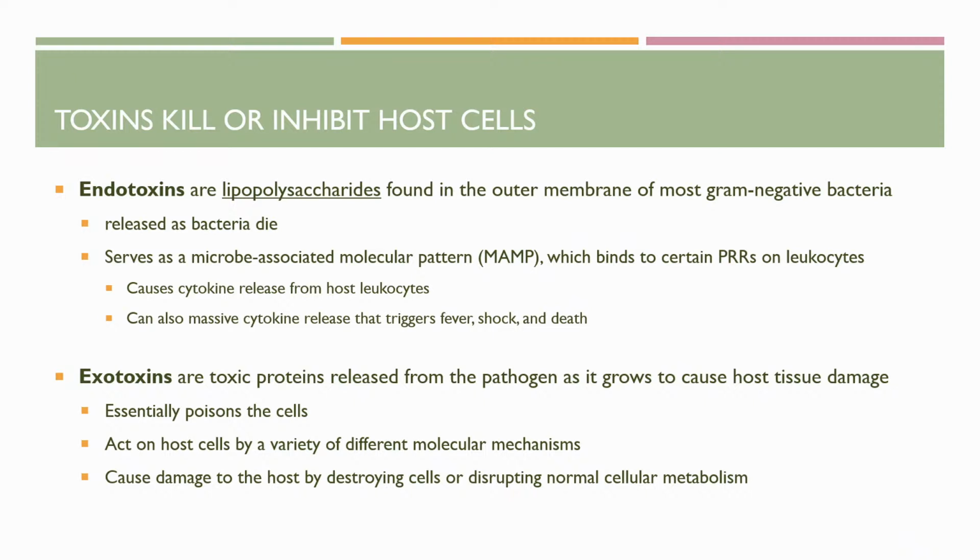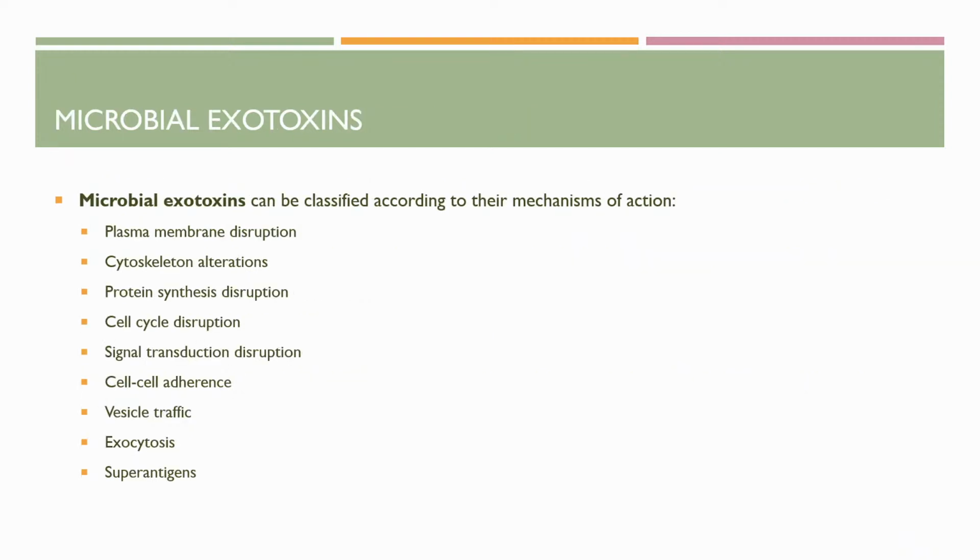So how do these microbial exotoxins do this? What is their mechanism of action? Well, they can interfere with really any part of the host cell. They can disrupt the plasma membrane, the cytoskeleton, protein synthesis, the cell cycle, signal transduction pathways, cell-to-cell adherence, vesicle traffic, exocytosis. There are so many different ways, so you just need to be familiar with a list of them.